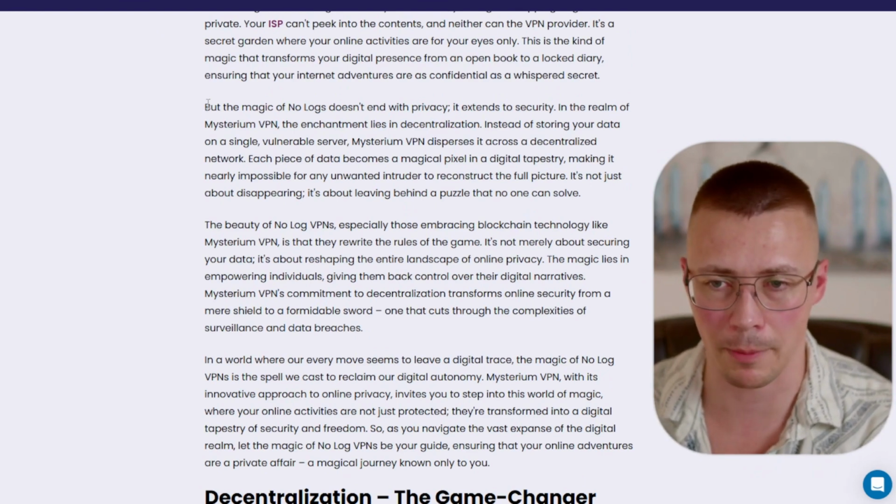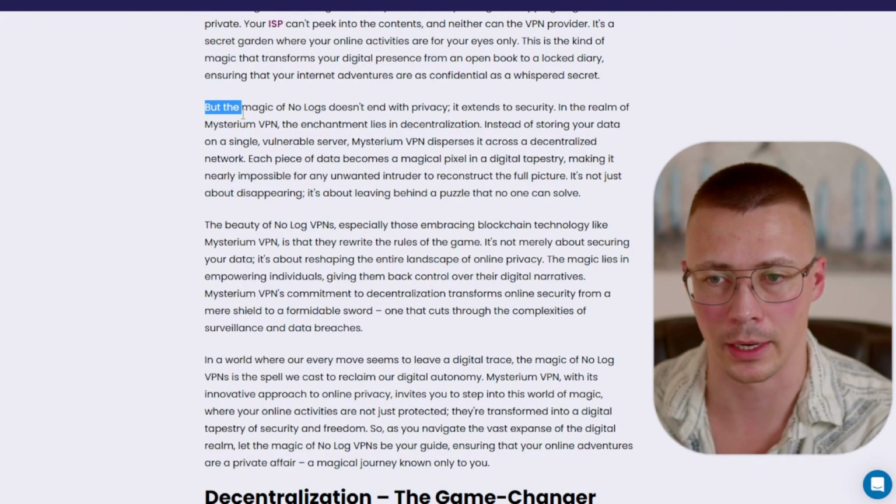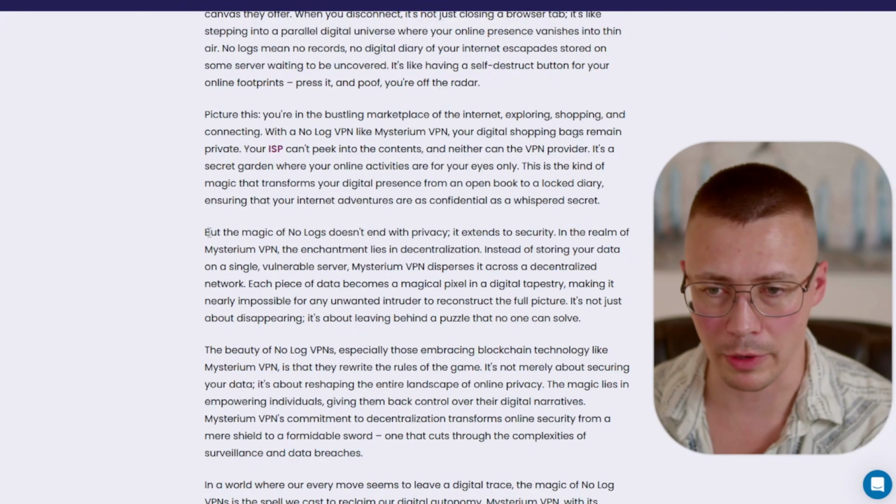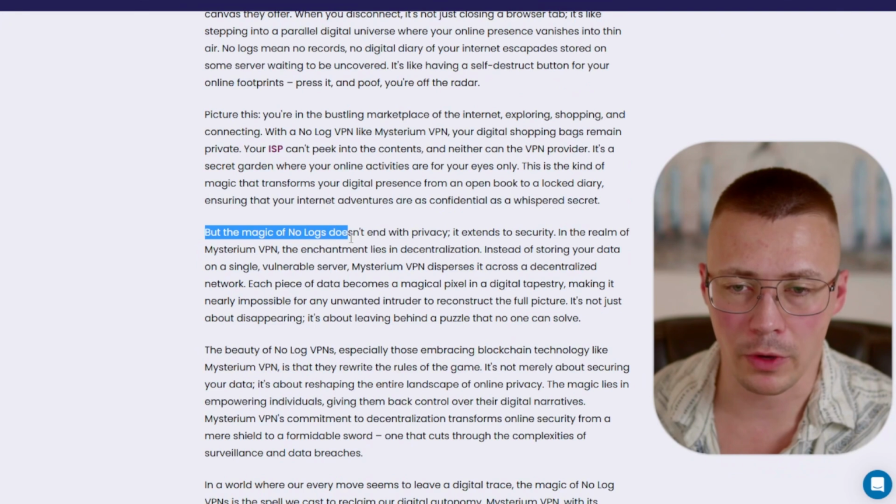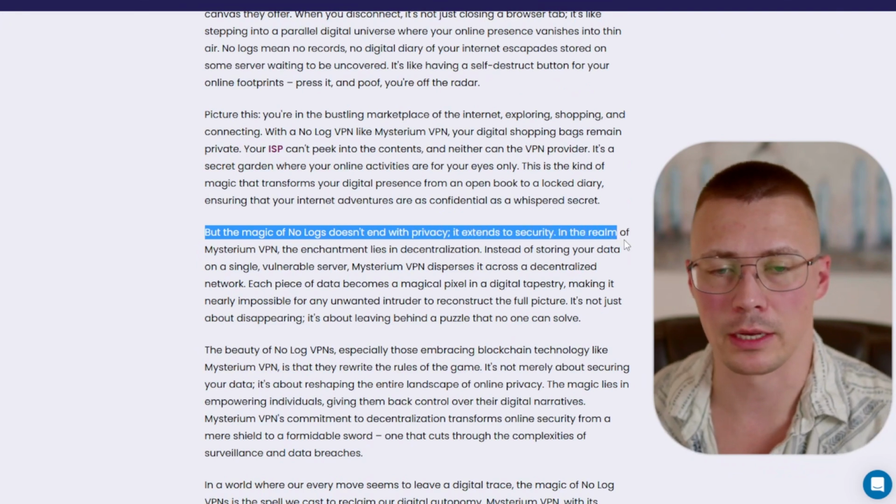I want you to read this. I'm going to read this along so you can follow along. It's talking about what no-log VPNs are. And it says, but the magic of no logs doesn't end with privacy, it extends to security.